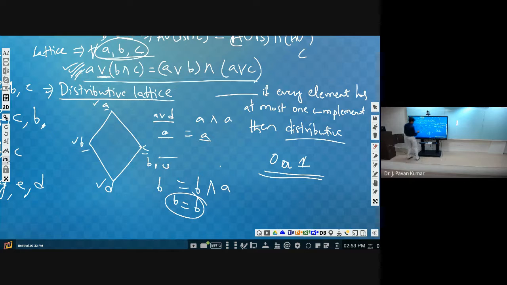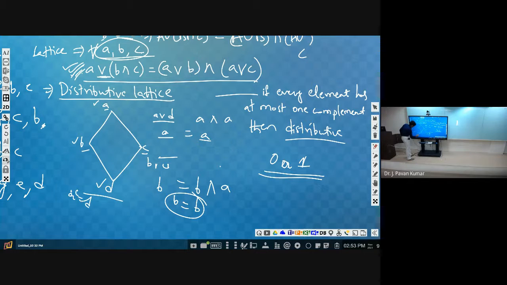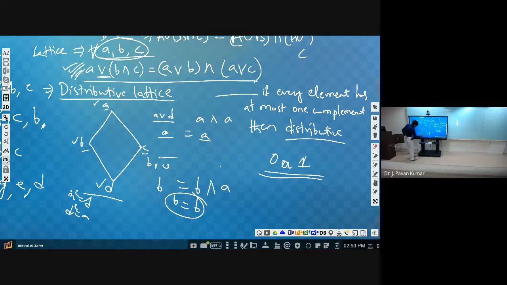Now in this example, what is the A complement? D. A complement is D. Next, B complement is C. D complement is A. C complement is B. Now, if you consider every element in this lattice, we have exactly one complement. So we can say it is a distributive lattice. Clear?